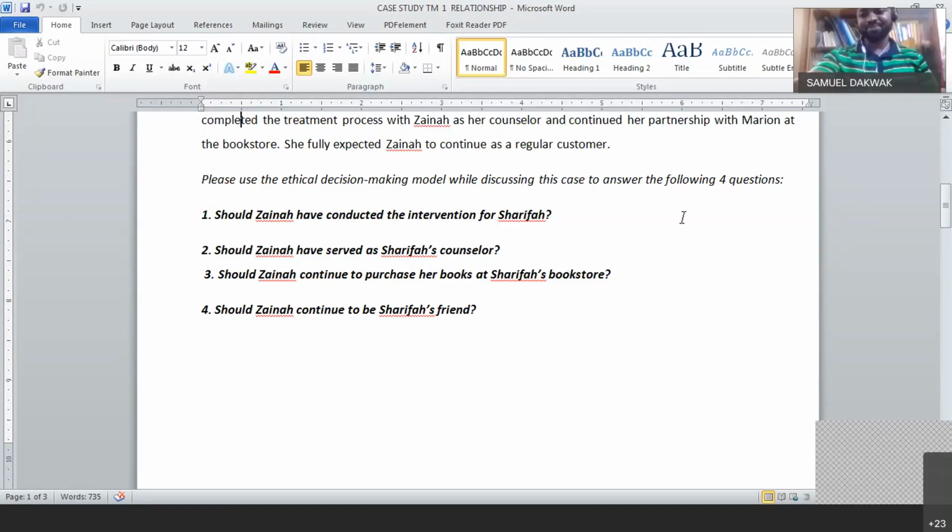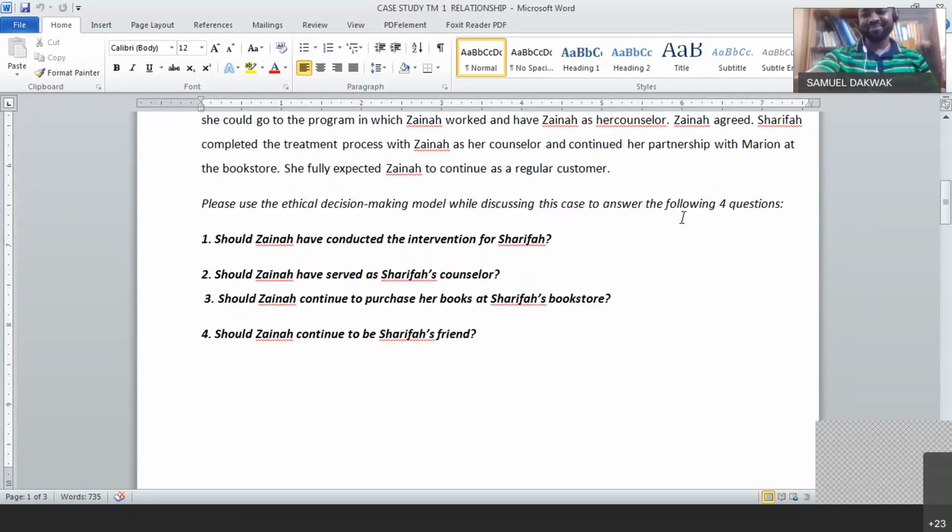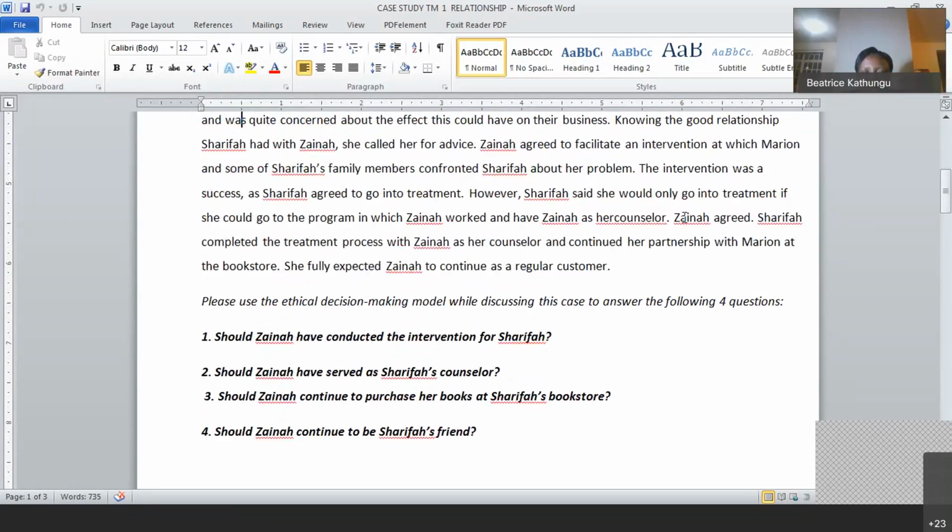Thank you for that. Now, if we look at the story, we are told that Sharifa said she would only go into treatment if she could go to the program in which Zaina worked and have Zaina as her counselor. So do we think that there was an option? What was at stake? Supposing Zaina said no to that request, what would have been the outcome?